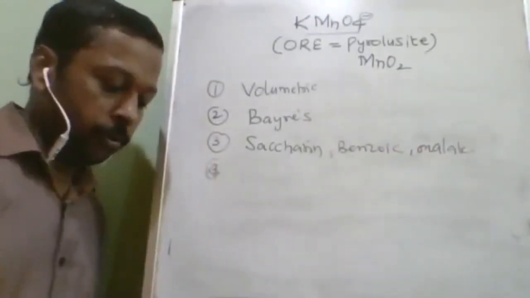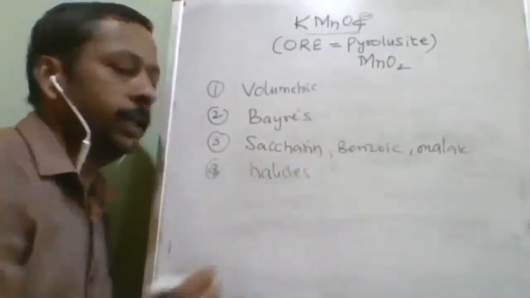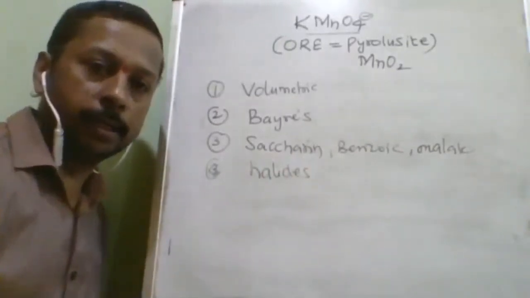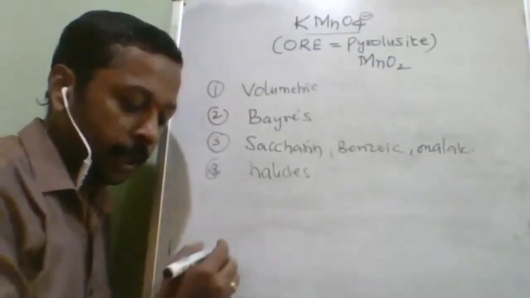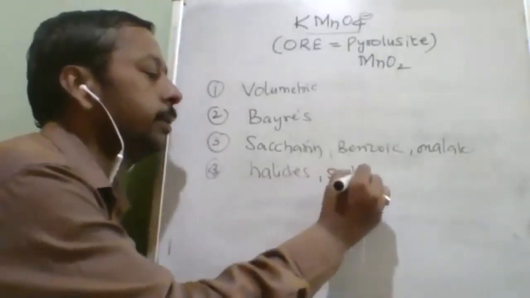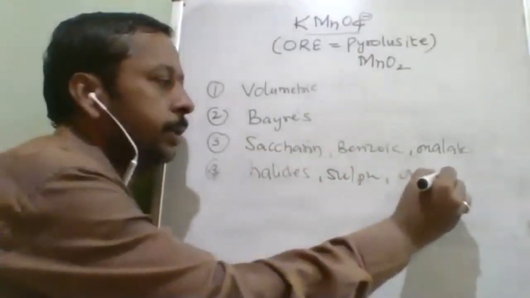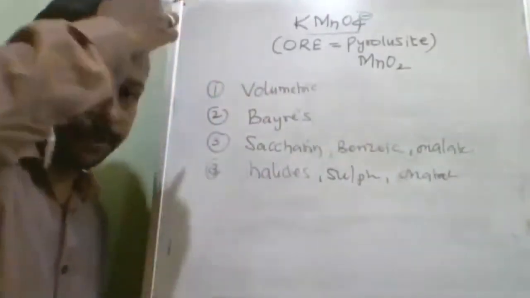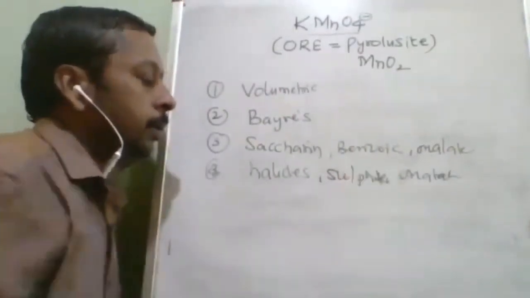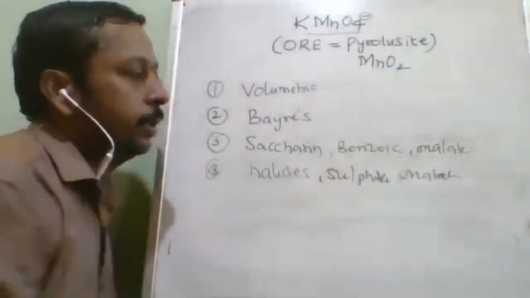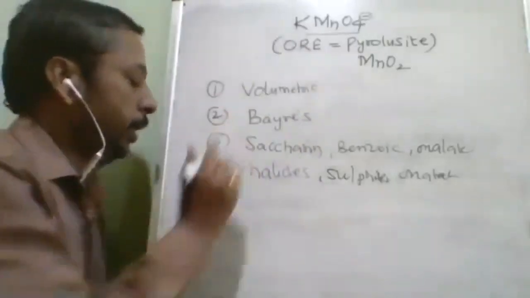The fourth use is detecting halides in qualitative analysis. Whether a halide is present or not, like the chromyl chloride test. Likewise, KMnO4 is also used for the presence of halides, sulfides, and oxalate. Whether the oxalate group is there or not? Sulfite. Halide, sulfite, and oxalate, whether they are present or not, can be detected by using KMnO4.